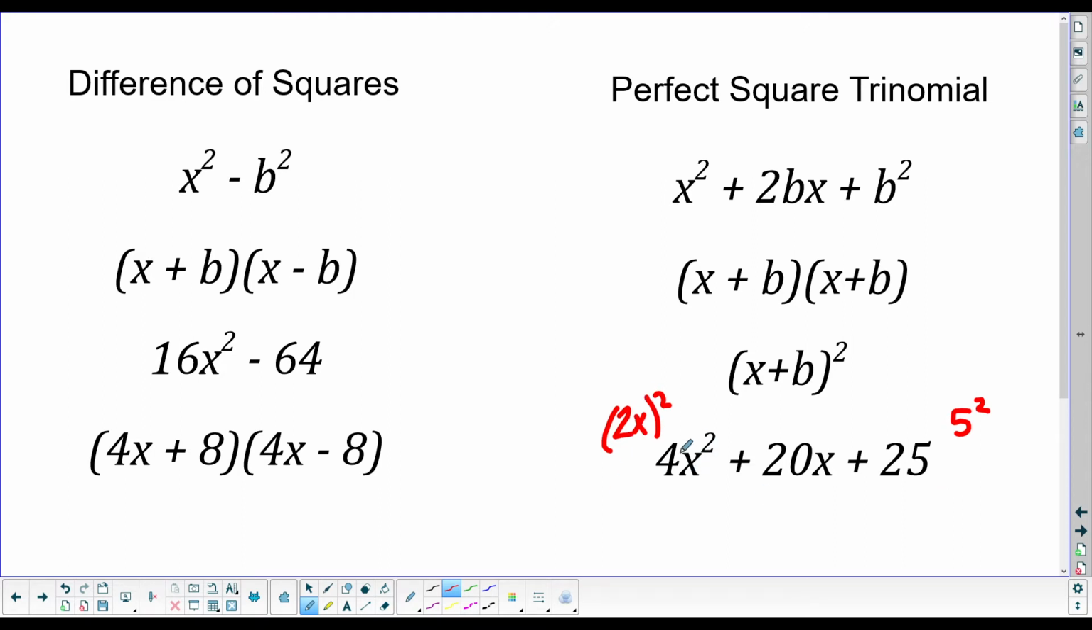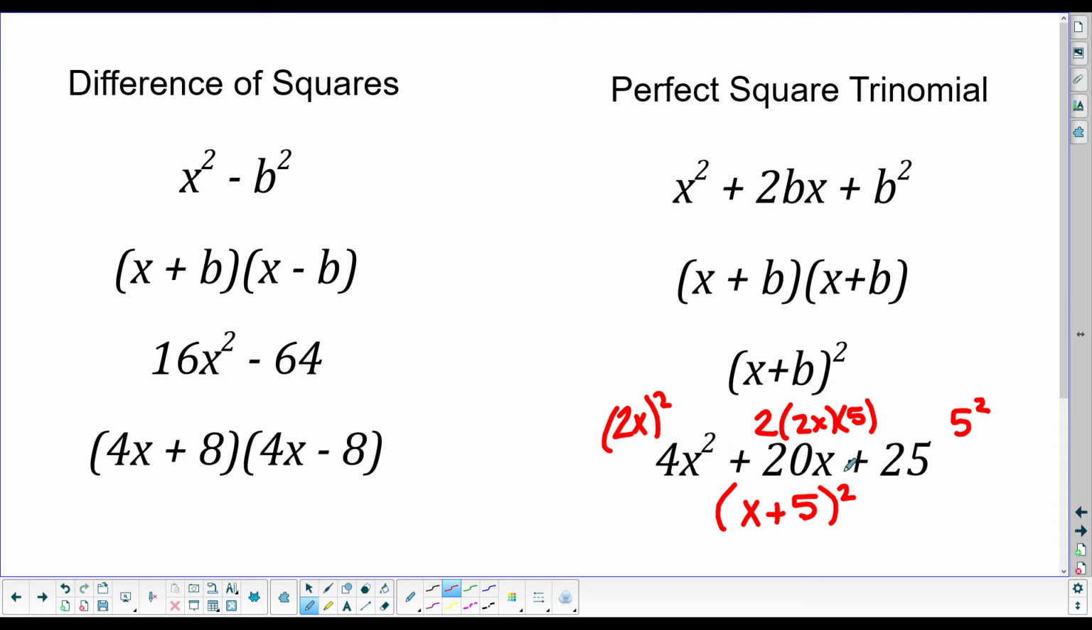Okay, so I've got a perfect square in the first term, I've got a perfect square in the last term, and then I just want to look to see, this middle term, is it 2 times the square root of the first one times the square root of the second one? So is this 2 times 2x times 5? And it is. 2 times 2x is 4x, 4x times 5 is 20. So this is a perfect square. So what does this mean? It means that this is simply x plus 5 times x plus 5. Or we can say x plus 5 squared.